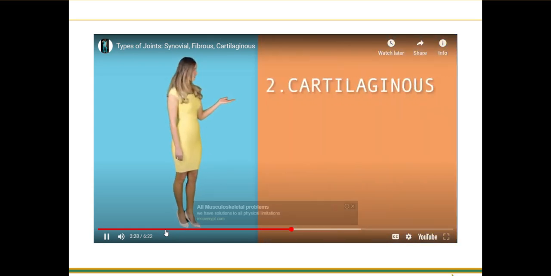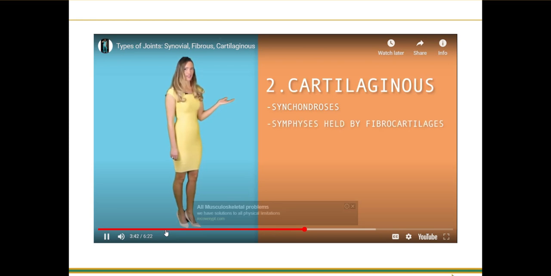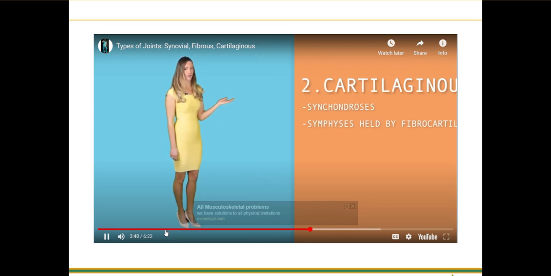2. Cartilaginous are the joints that connect via the softer cartilaginous tissue. Cartilaginous joints are interesting in such a way that some joints, called synchondrosis, turn into a full-fledged bone when adulthood comes. Symphysis is another type of cartilaginous joint. The joints in this type are held together by fibrocartilages.